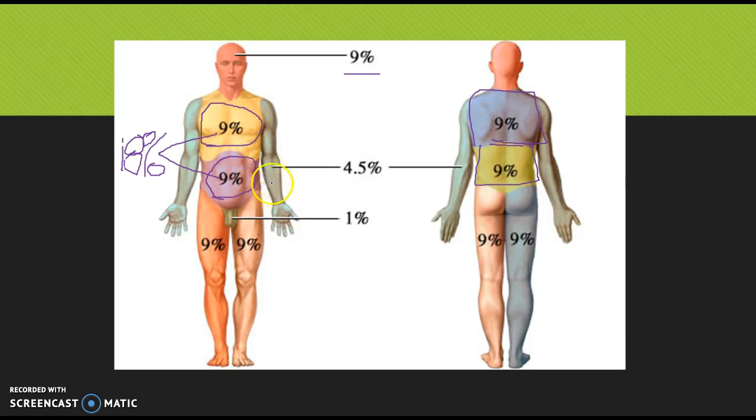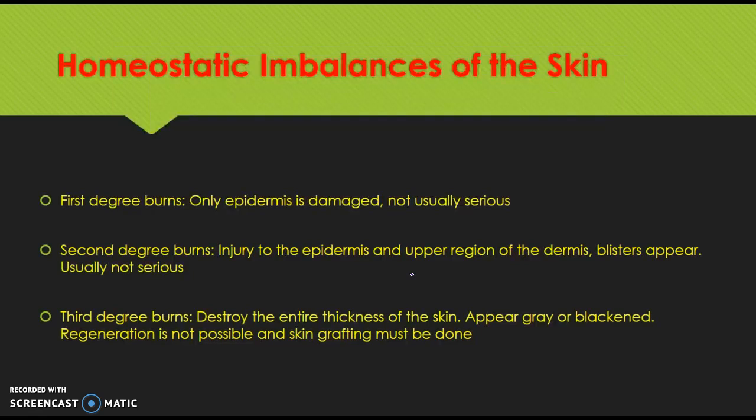The front of your arms is 4.5, the back of your arms is 4.5. So they really use this to calculate how much percentage of a victim's body is burned. So let's talk about our three types of burns.